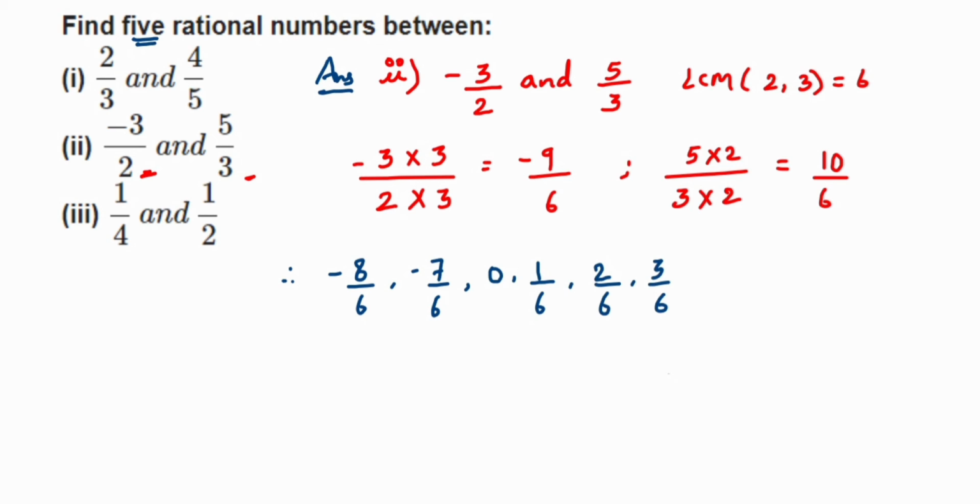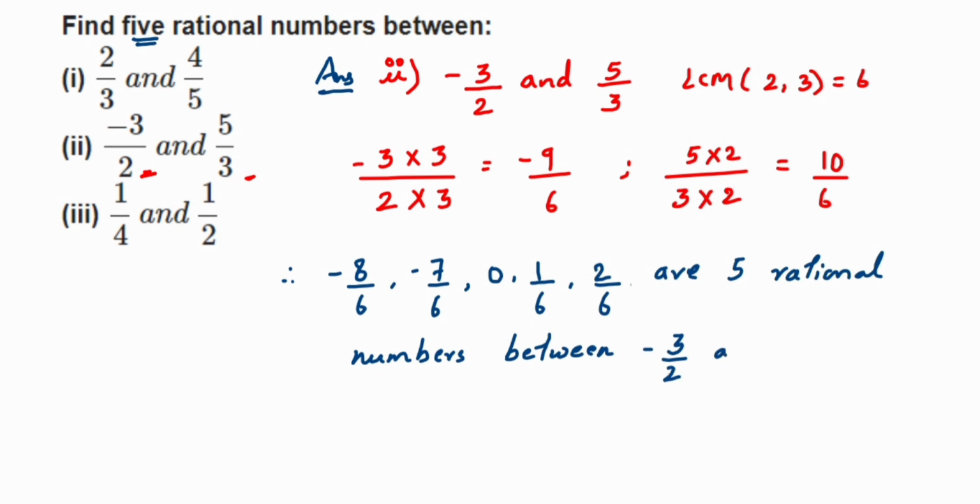I guess I have taken a 6 here. So I'll just exclude the 3 upon 6. I'll just remove it. So minus 8 upon 6, minus 7 upon 6, 0. It's like 0 upon 6 we can write down, or we can write down just simply 0. And 1 upon 6, 2 upon 6 are 5 rational numbers between minus 3 upon 2 and 5 upon 3.